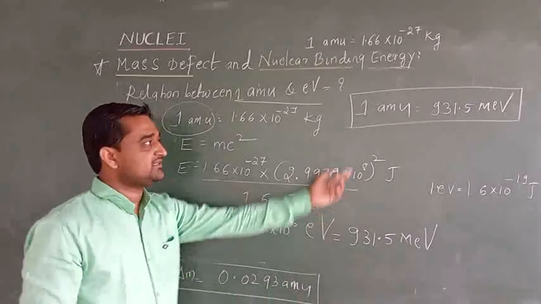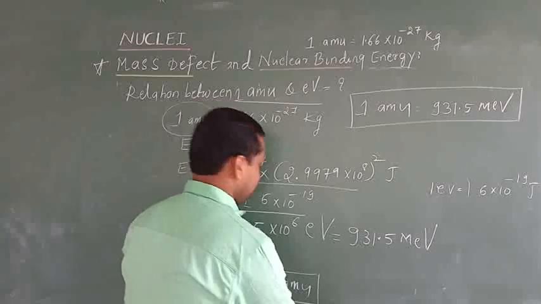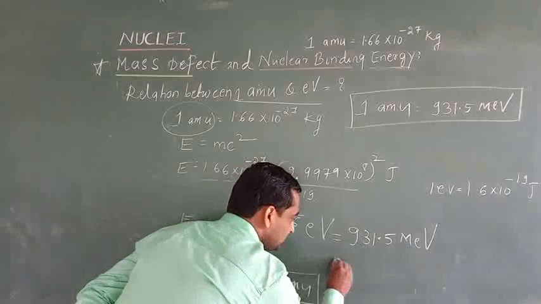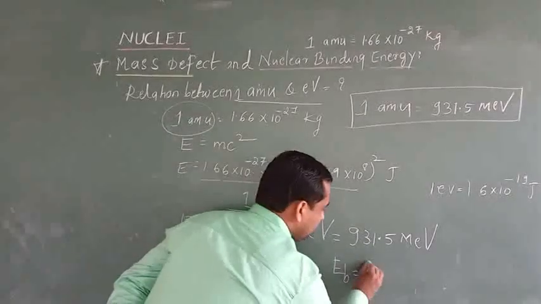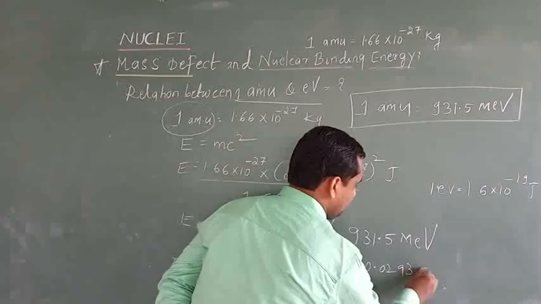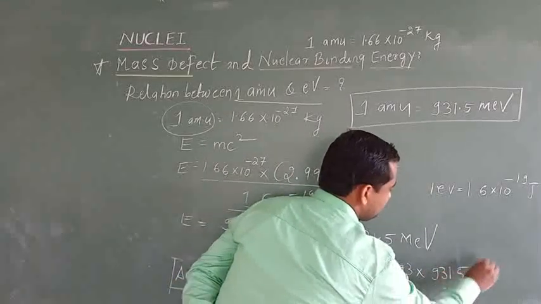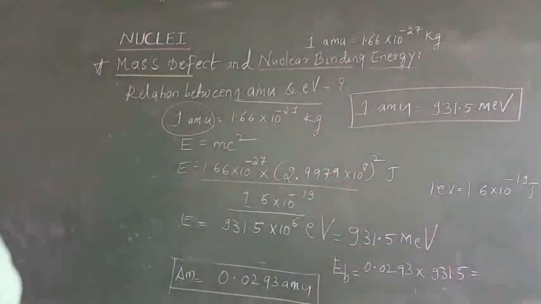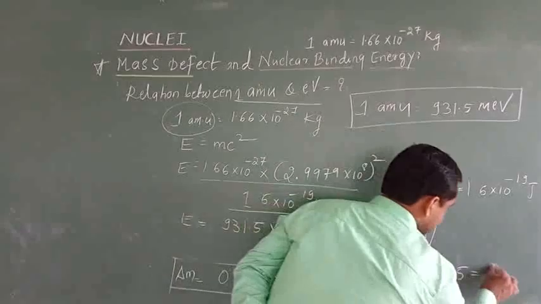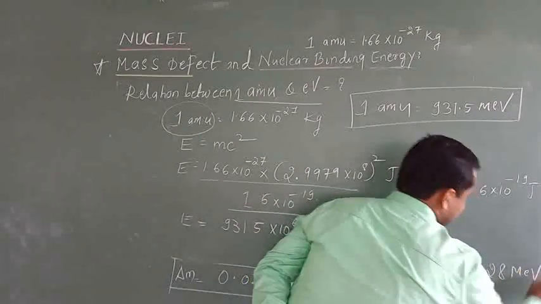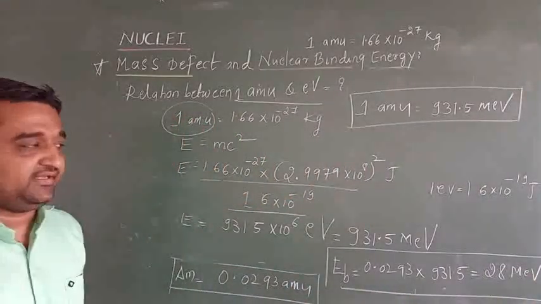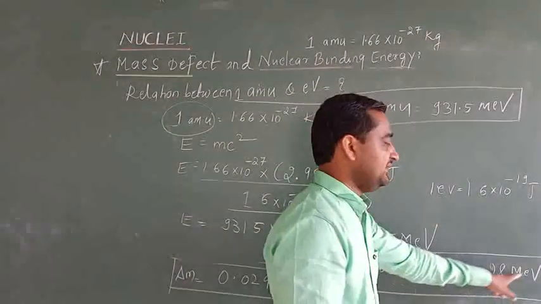Here we have got the mass defect as 0.0293 AMU, just by multiplying with 931.5, right? So the mass defect, or the binding energy of the helium nucleus EB, is equal to 0.0293 into 931.5. So you will get around 28 mega electron volt. So the binding energy of the helium nucleus is 28 mega electron volt.